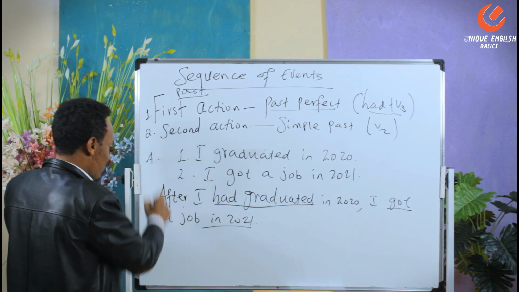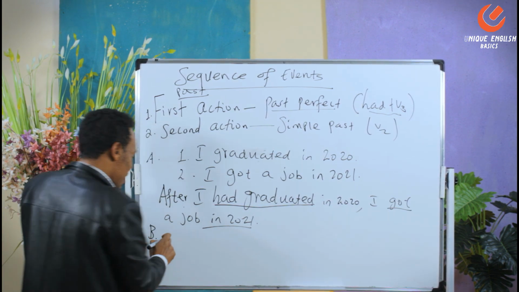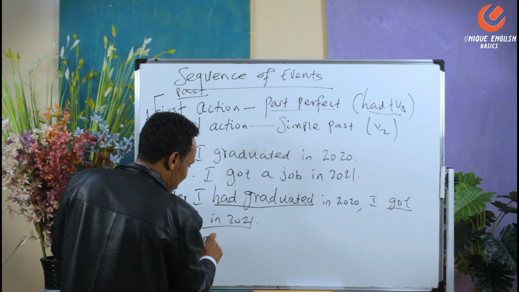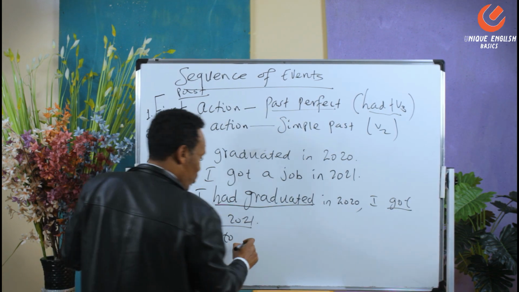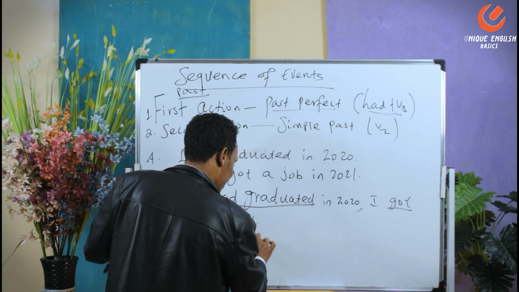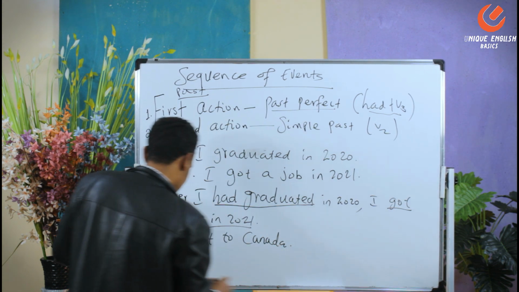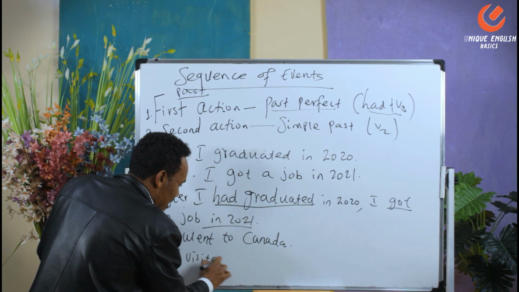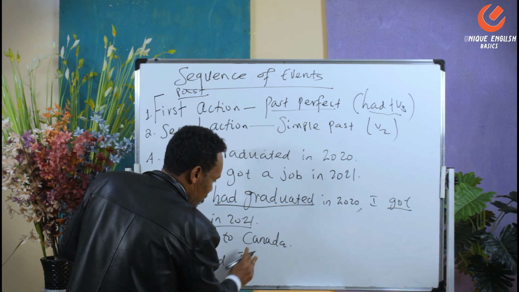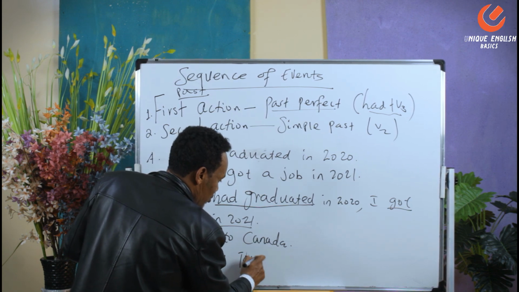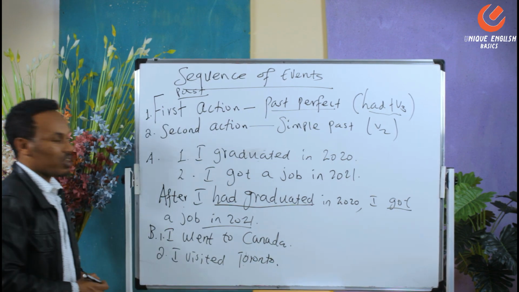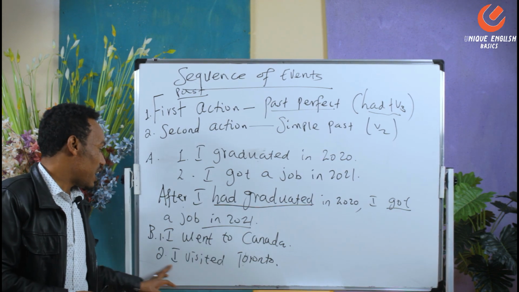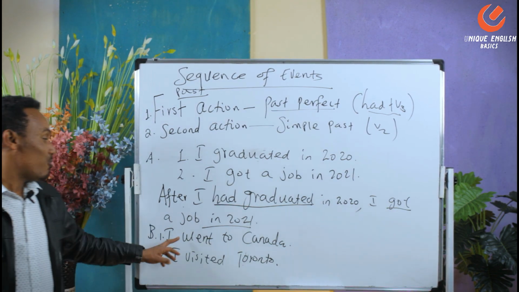So let me give you one more example. For example, we can say I went to Canada. And then I visited Toronto. So you can say Toronto, but Toronto is the way you pronounce it. Therefore, what is the first action here?